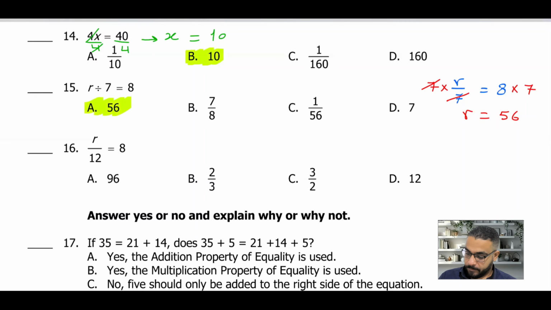Yeah, same idea. r divided by 12 equals 8. So how to cancel the 12? Yes, by multiplying both sides by 12. Canceling the 12, so I have r equals 8 multiplied by 12, which is 96. Right.